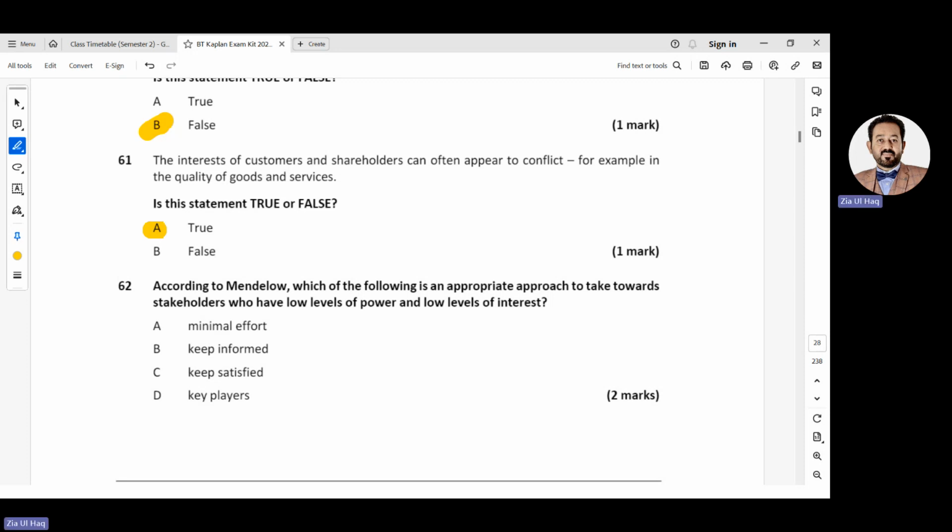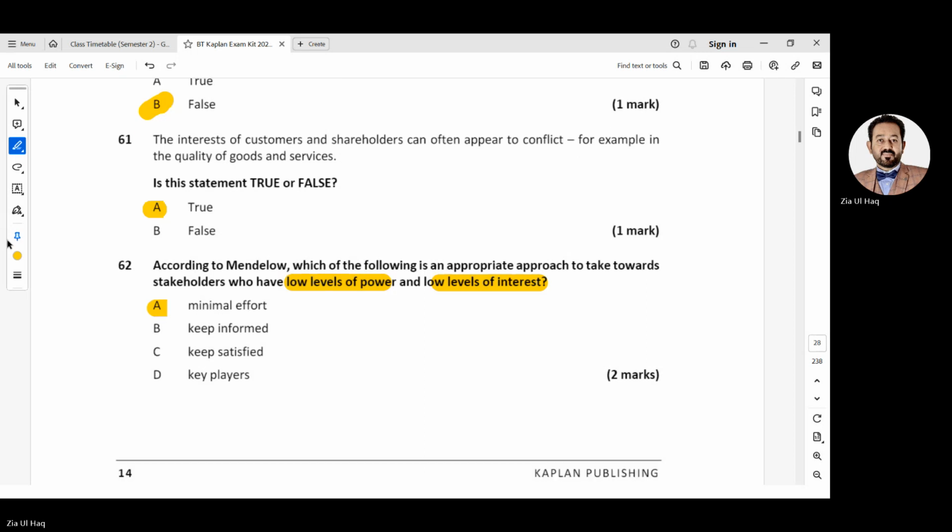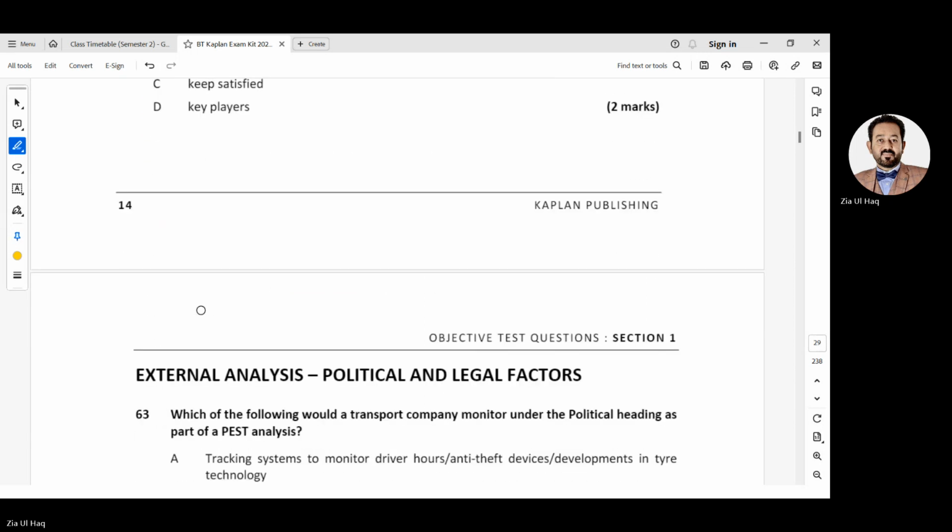62. According to Mendelow, which of the following is an appropriate approach to take towards stakeholders who have low power and low interest? Minimal effort. Simple. And finish.